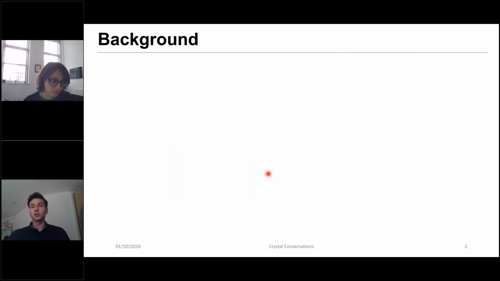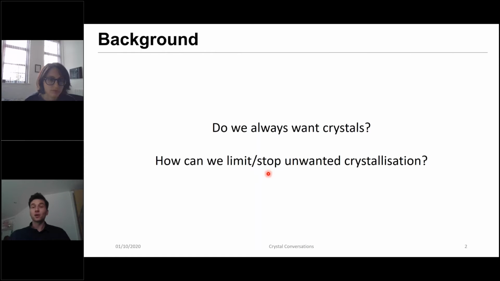So the background to my research focuses on two questions, really. Do we always want crystals? As I said, the answer to this, when we've got unwanted nucleation, is no. There are quite a lot of products out there, if you think in food, in pharma, in fuels, in agrochemicals, where we don't want crystals to appear in the products. And also, how can we limit or stop unwanted crystallization from occurring? This comes from potentially knowing when it might occur and then taking steps to avoid it.